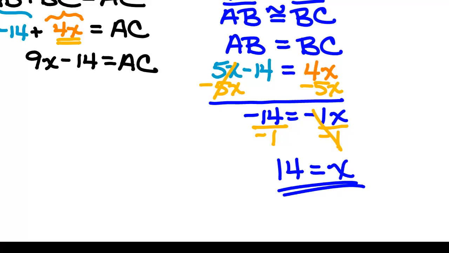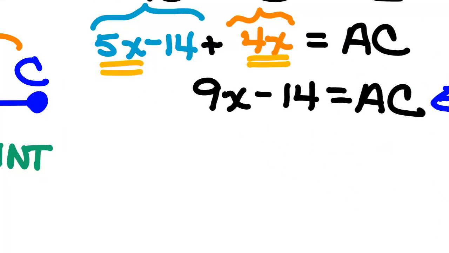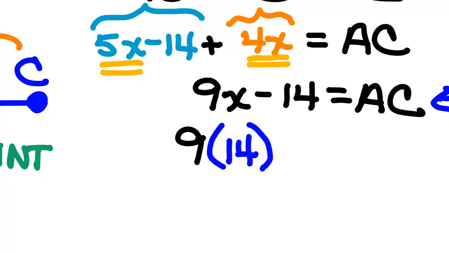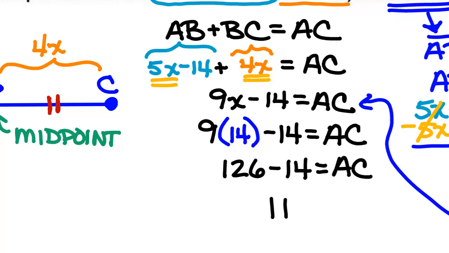Now that I have that, can I go back to my other equation? Now I'm going to be able to find AC. So we're going to bring that over here. In the place of the x, we're going to replace that with a 14. So I have 9 times 14 minus 14 equals AC. What is 9 times 14? 126 minus 14? 112. So 112 for AC.